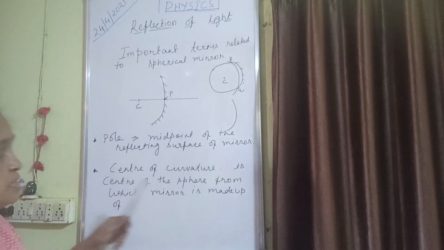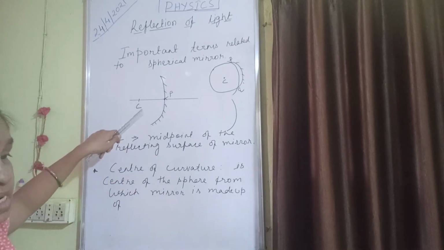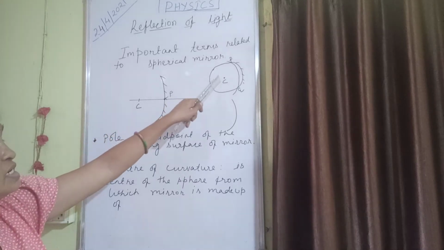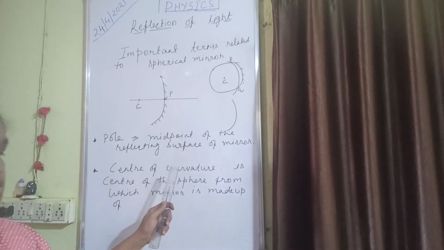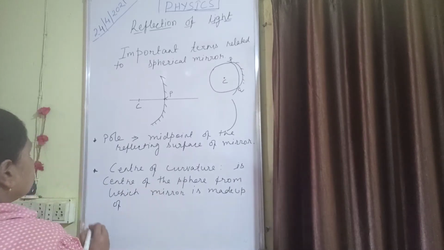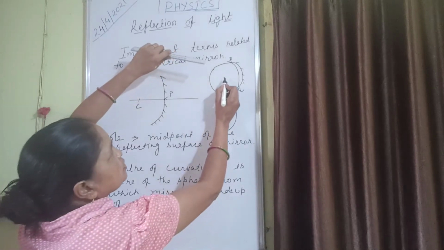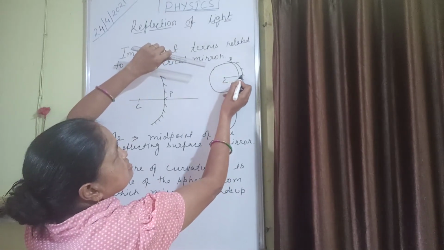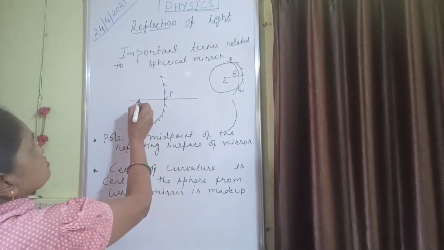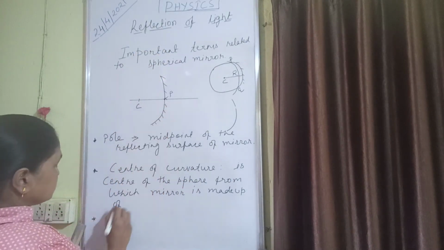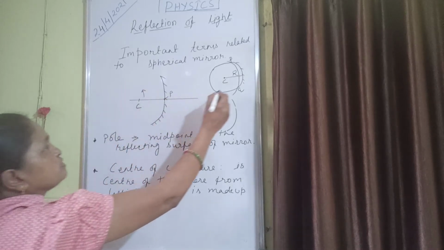यानी कि जो स्फीयर से कनकेव या कन्वेक्स मिरर बना है, उस स्फीयर का जो सेंटर पॉइंट है, that is known as center of curvature. So I hope you have understood. Next, if you join the center point directly with the pole, this is known as radius. So from C to P, this is known as radius of curvature.